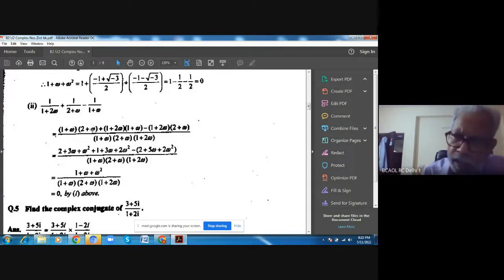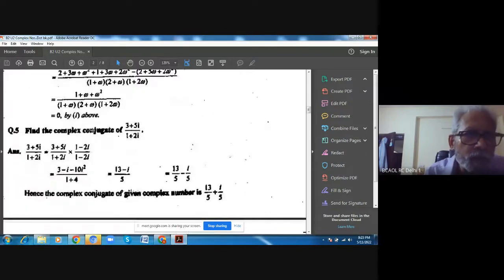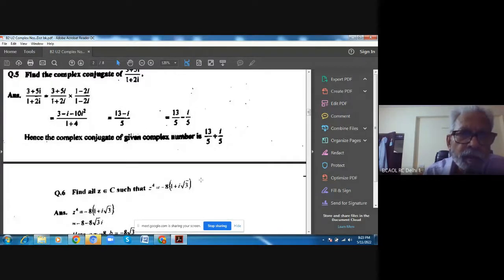Yesterday's material and today's material, I think I have given some of it already. The first 2 classes' material I have already given, and the balance I will upload. So all these things I have to give you. This is also another conjugate: 3 plus 5 iota, 1 plus 2 iota. Again it is a conjugate, and you calculate it. Finally, that is your number.